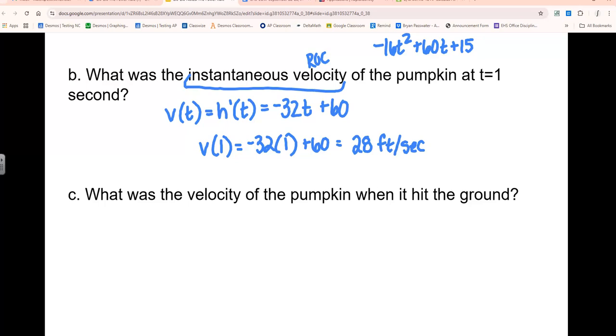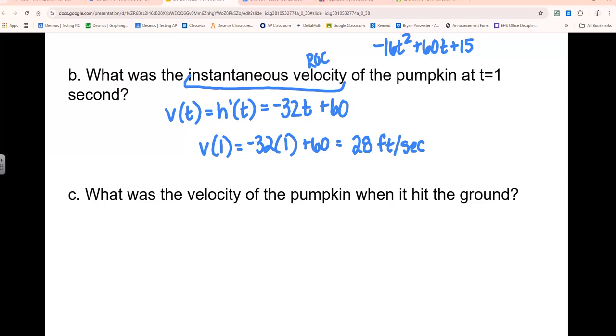Now, that's slower than our average rate of change from 0 to 1. Why would that be? What's going to happen to a pumpkin as you shoot it into the air and it goes up? It is eventually going to fall back down. And so if it's going to fall back down, it's got to go up, it's got to stop, and it's got to start going back down, right?